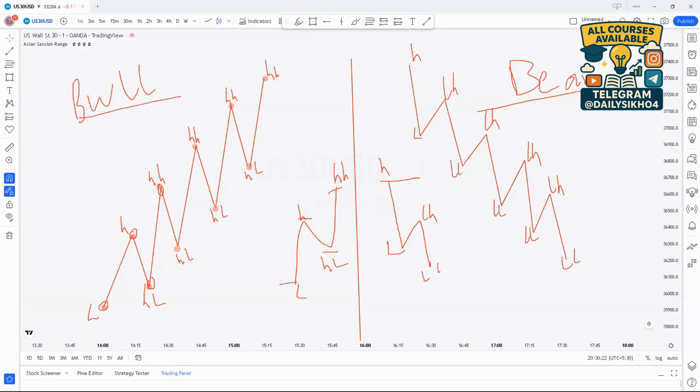So these are the basics of understanding the market structure, and I just hope you get this much part first. You must already be knowing about it, bro.